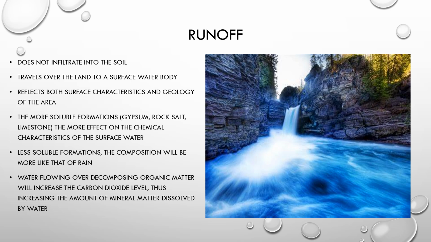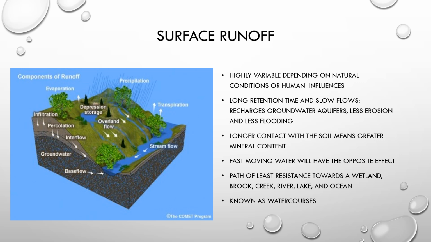Water flowing over decomposing organic matter will increase the carbon dioxide levels, thus increasing the amount of mineral matter dissolved by the water. So surface runoff is going to have highly variable characteristics to its water quality, depending on the natural conditions that it is flowing over or any human influences that have taken place.